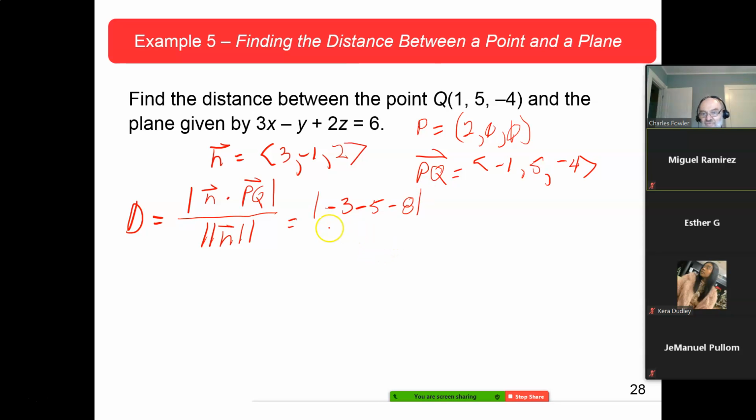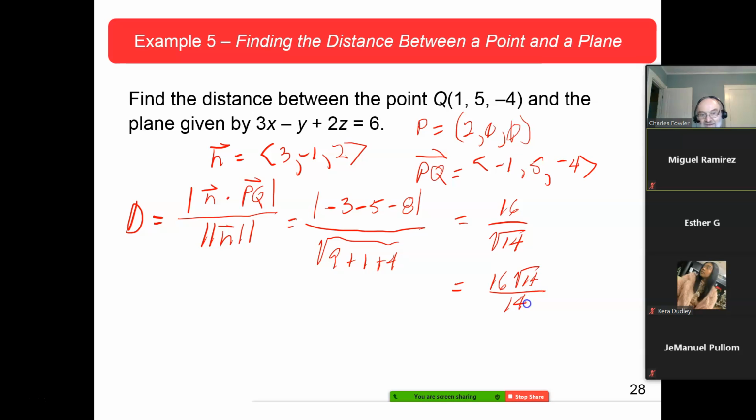Okay, absolute value of that would be positive 16. Okay, divided by the magnitude of n would be 9 plus 1 plus 4. So this would be 16 divided by square root of 14. Okay, now I don't know if you like that or not. If you don't want to leave it like that, you could say 16 root 14 over 14.